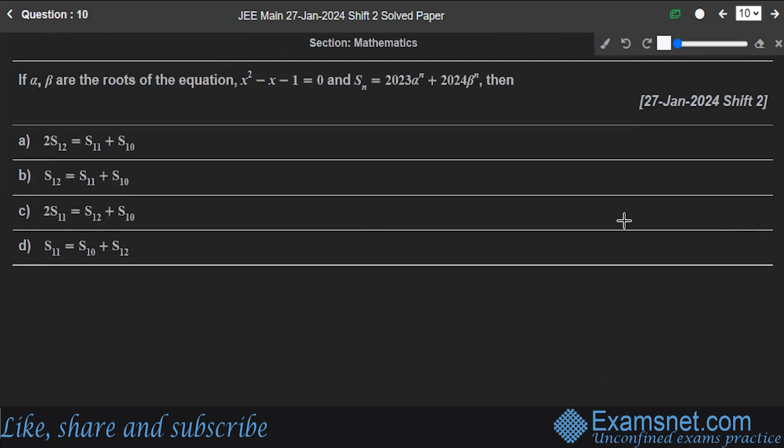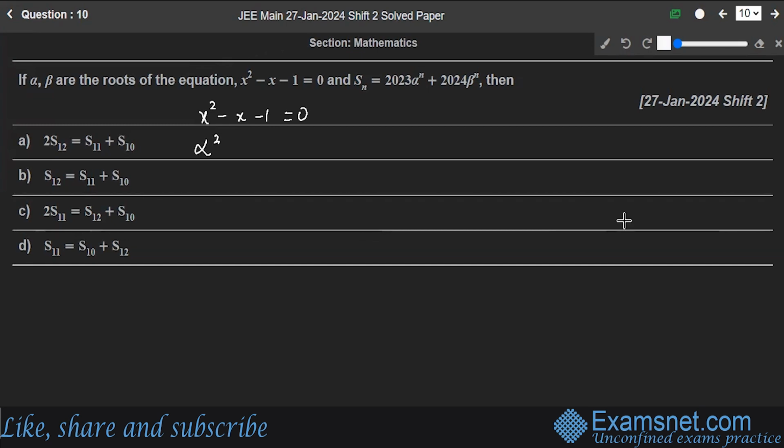If alpha and beta are the roots of this equation, x square minus x minus 1 is equal to 0, and you are having Sn as this, then you have to find out which of the following is true. I'm having basically 3 sums, S12, S11, S10. Here also, and here also, here also. Okay, one thing. You have this equation, x square minus x minus 1 is equal to 0. You are having alpha and beta as a root.